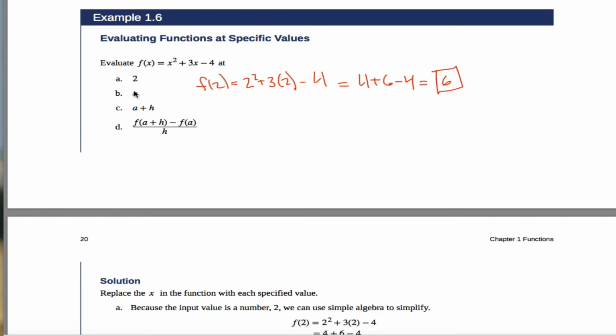And you can do the same thing even if you don't have a number as your input. Your output would look a little bit weird. You could stick an A into this machine. Fine. What would come out? Well, everywhere I see an x over here, I'll change it into an A.